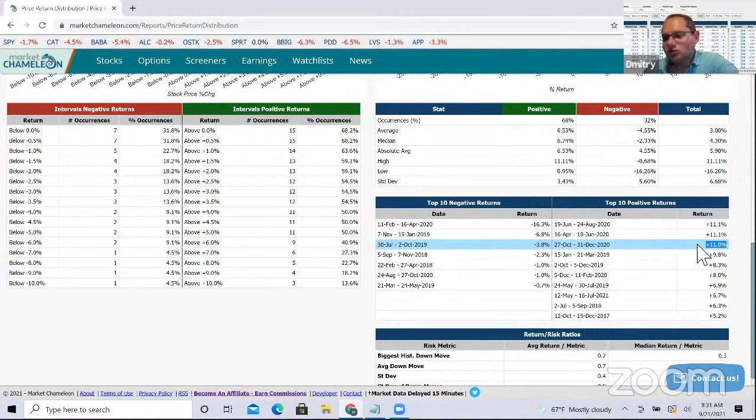So that's really quickly what I was doing, looking at the price return distribution from a historical perspective. So real quickly, hopefully that is helpful.